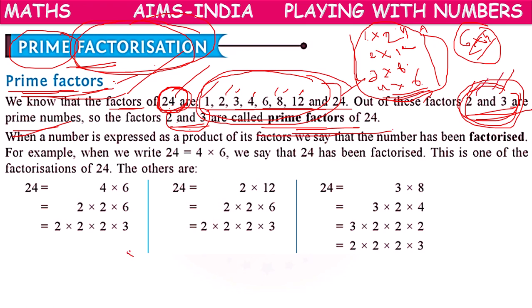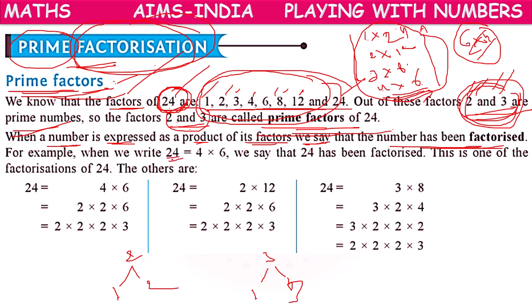What is a prime number, children? A number that is divisible by only 1 and itself is called a prime number. So 2 and 3 are prime numbers. Okay. So when a number is expressed as a product of its factors, we can say that the number has been factorized.